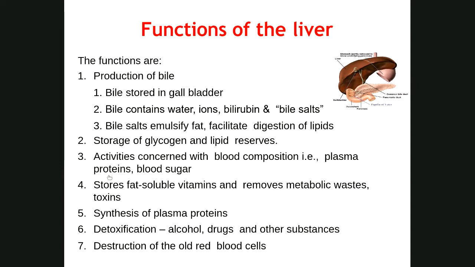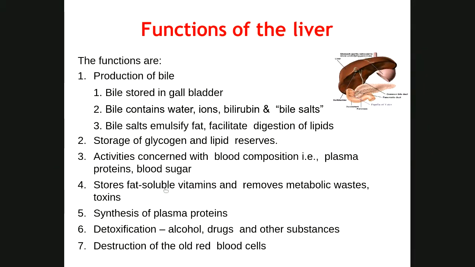So one of the functions which is not mentioned here is that the clotting factors, which help in controlling bleeding, are also produced by the liver. In addition, storage of fat-soluble vitamins. These are vitamin E, vitamin D, A, and vitamin K. These are the fat-soluble vitamins. They are stored in the liver.